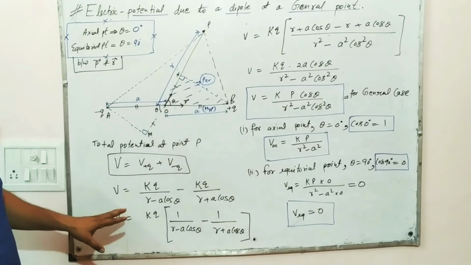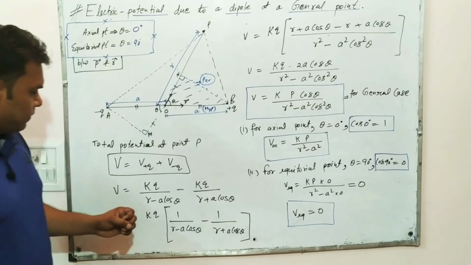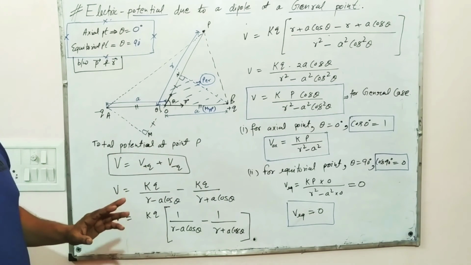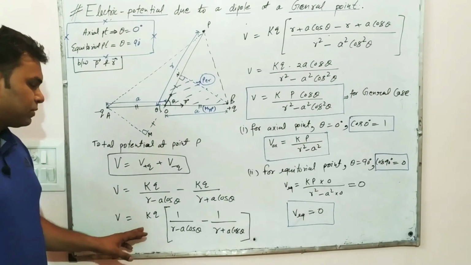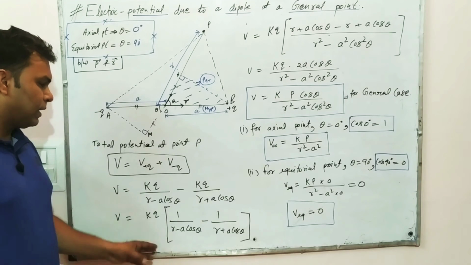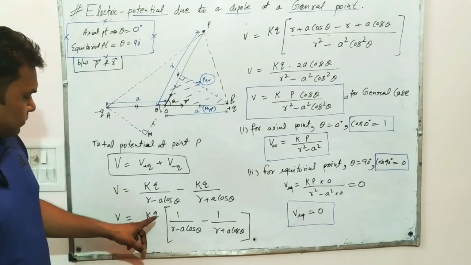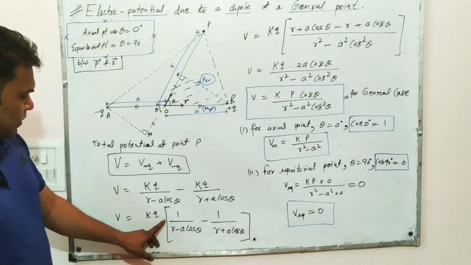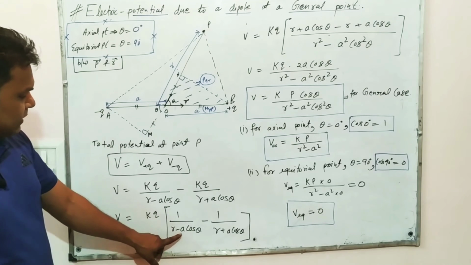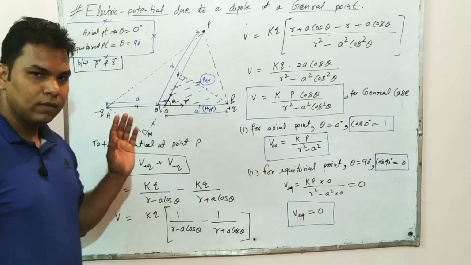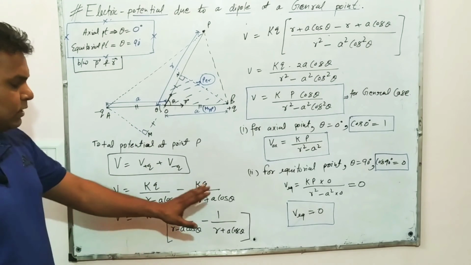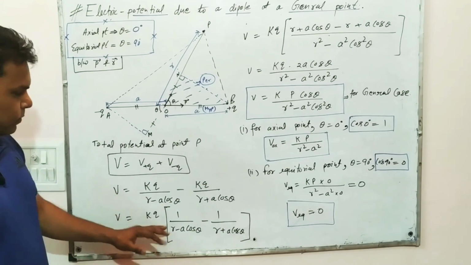Now we have seen that KQ is common in both the expressions, so just take it out. So KQ comes out to be outside the bracket. Now we are left inside the bracket with 1 upon R minus A cos theta minus 1 upon R plus A cos theta. Because KQ is common in both the expressions, we just take it out from the bracket.